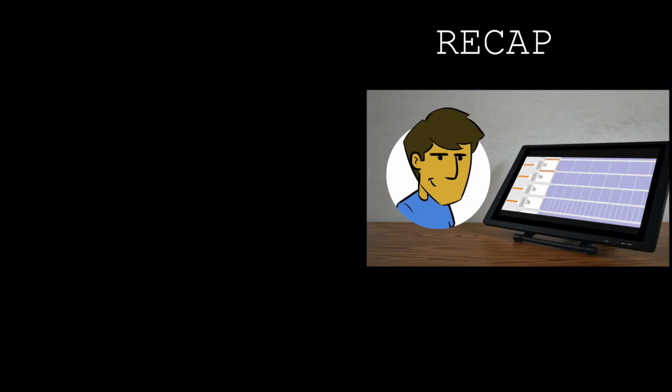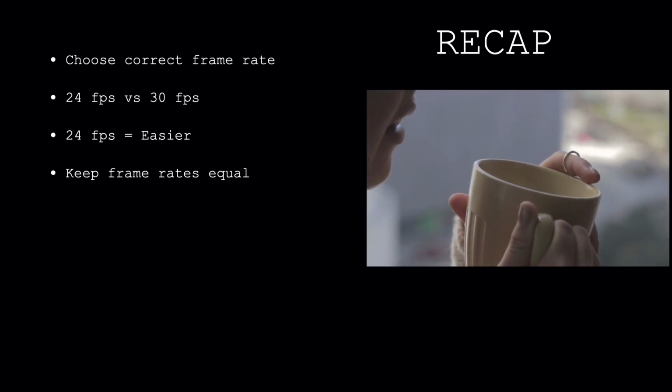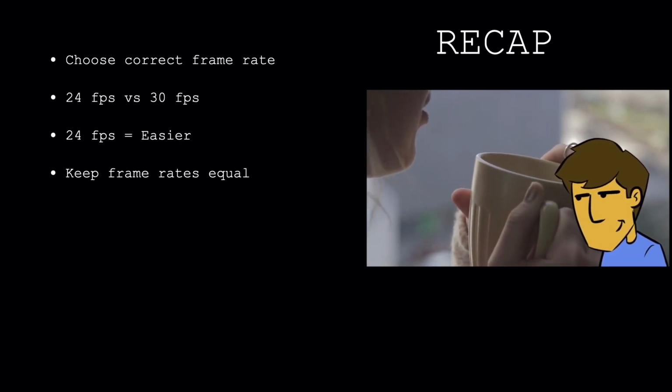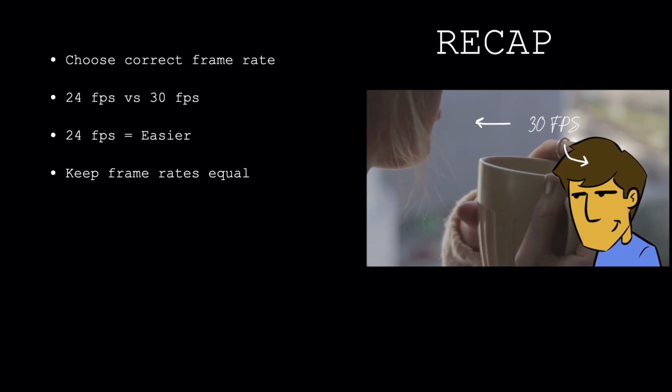Congratulations on completing this Skillshare class. But we're not done quite yet. Let's recap what we've just learned. Today we learned how to choose the correct frame rate for our animation projects. We learned the difference between 24 and 30 frames per second, and that 24 frames per second is easier to animate with. We also learned that sometimes we have to animate to the frame rate of a specific project, like if we need to sync up animation with live action, for example.